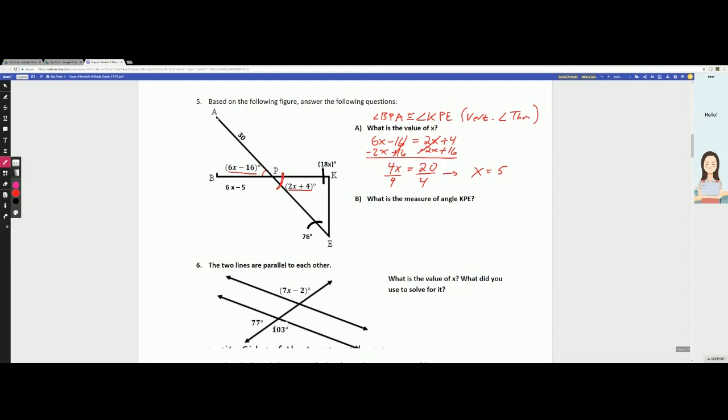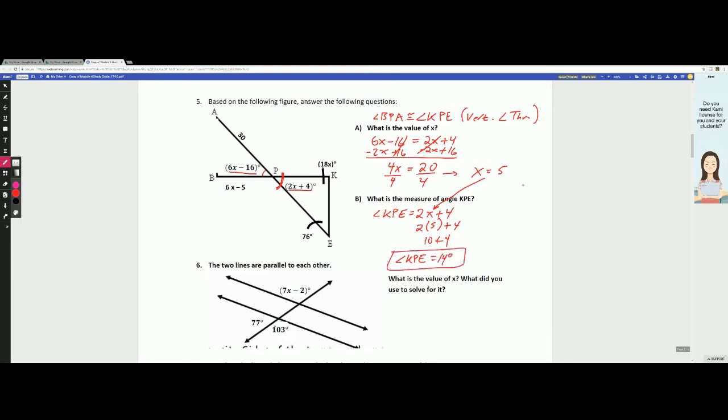So what is the measure of the angle KPE? Well, we just found the value of x, so let's just substitute it back in. If you remember, angle KPE equals 2x plus 4. We just said that x is 5, so we have 2 times 5 plus the 4. That's 10 plus 4, which is 14. Oops, my mind is going a little faster than my hand. There we go. Again, 10 plus 4. So angle KPE equals 14 degrees.